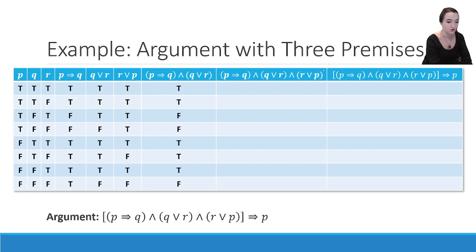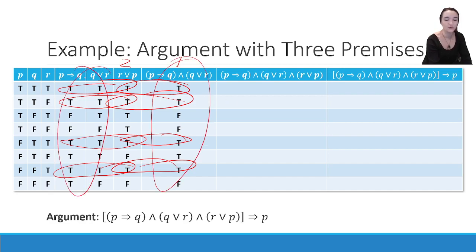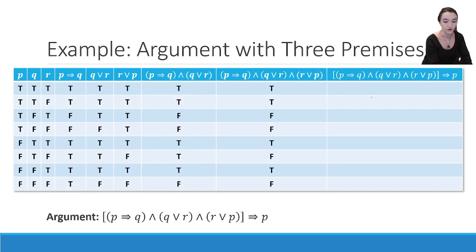So the point is when are all three of these statements true? That's going to be here, here, here, and here. But you can also think of it as when is this and this true, which is here, here, here, and here. See that it's the same thing. Because this column is only true when these two are already both true. So it's just however you want to simplify it for yourself. So in other words, we get 4 trues and 4 falses.